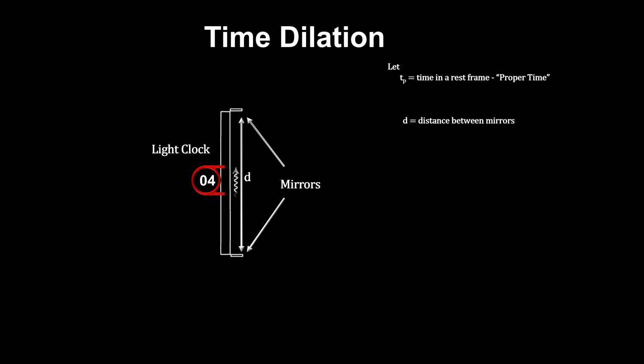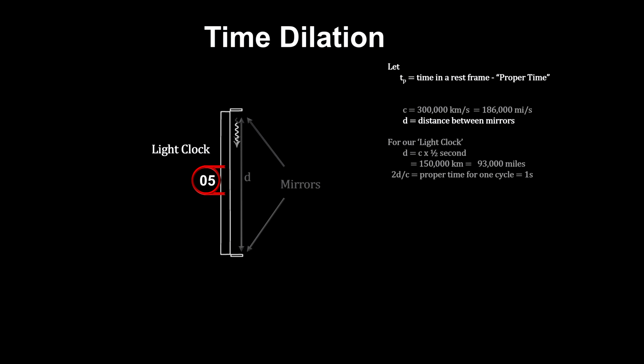Here's a simple light clock. Light travels between mirrors at the end of a known length. For our purposes, we'll make it a very long length, say 150,000 kilometers. That way, one round trip will mark 1 full second.